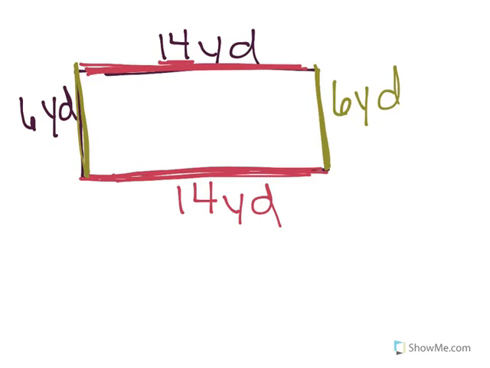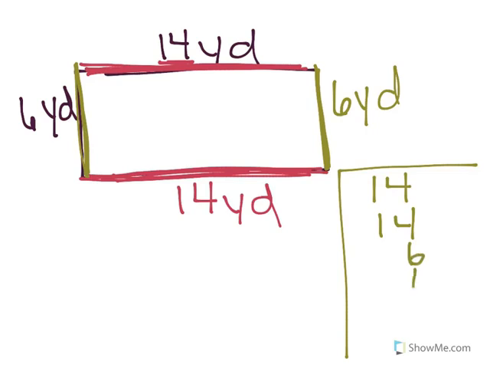So what I'm going to do, of course, you got to make sure you add all four numbers. And I'll show you another strategy you could also do. But 14 plus 14 plus 6 plus 6, add that up. 6 plus 6 is 12. 12 plus 4 is 16. 16 plus 4 is 20. Carry my 2. 2 plus 1 is 3 plus 1 is 4. So 40 yards.